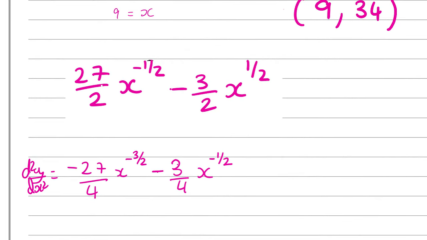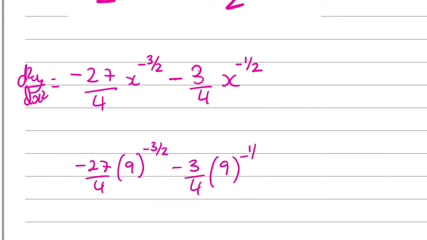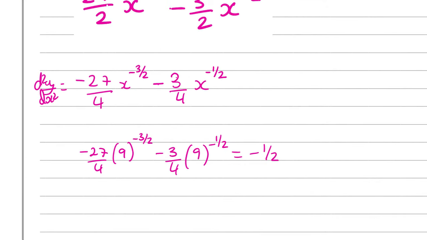Minus a half. Okay, so now, if I need to know the nature of the stationary point, the first thing I'm going to do is substitute in 9. So I'm going to get minus 27 over 4. 9 lots of minus 3 over 2. Minus 3 over 4, 9 to the negative a half. This is actually going to give me minus a half. Okay, minus a half is less than 0. Therefore, what type of point do we have? Brilliant.